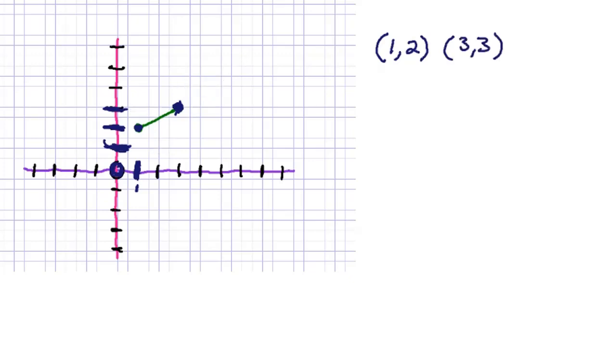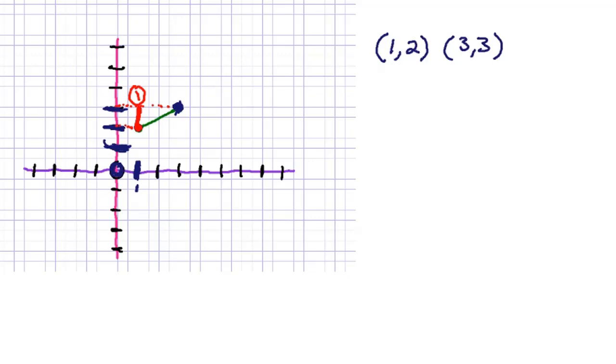Now, in order to find the slope, we need to start at the first point, and we need to find out how much it went up the y-axis to get to the second point. So the second point is at this level, and the first point is at this level on the y-axis. So it went up 1. It went up 1 notch. So put a 1 there.